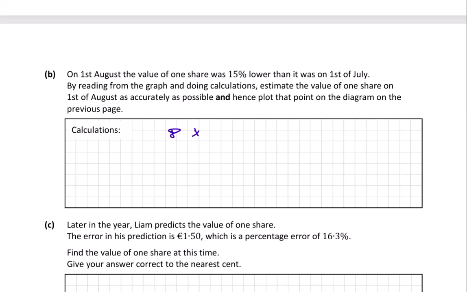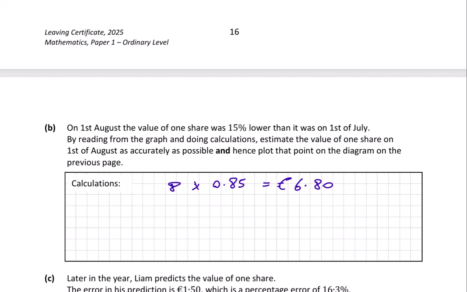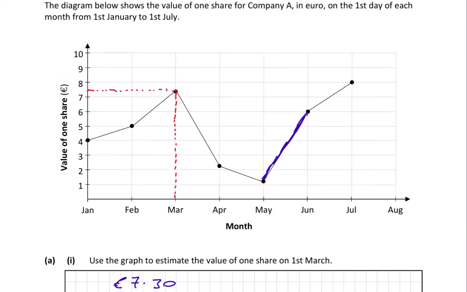So we've got to reduce it by 15%. So that's 0.85. 0.85 is 0.15, or 15% if you like, less than 1. So when you multiply that out, you get €6.80. So we've got to plot that on the graph. So it's €6.80. So let's see, where's that?